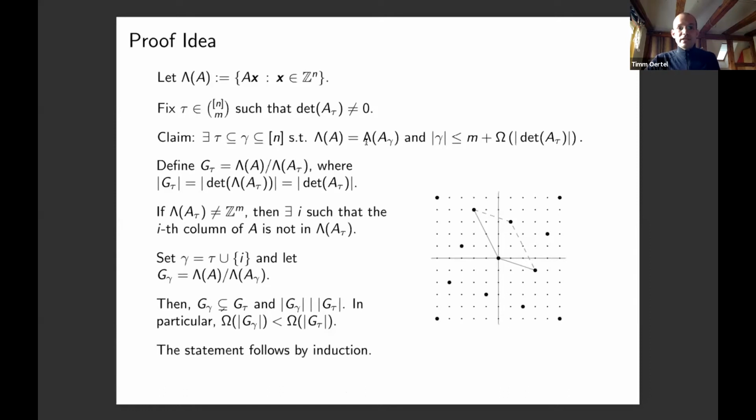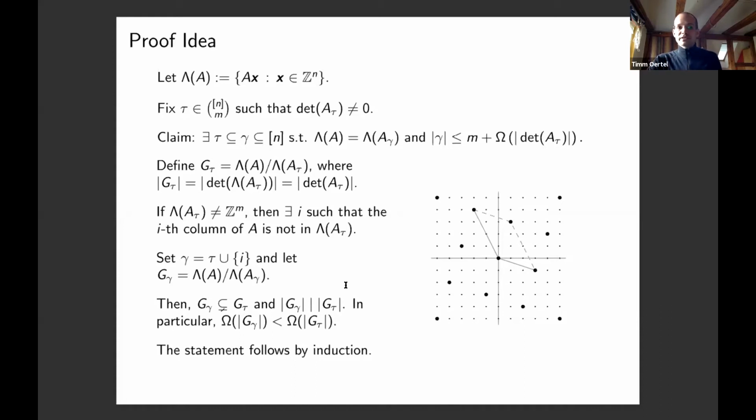So what we can now define is the quotient group lambda of A over lambda of A of tau. And the number of group elements in this set is precisely equal to the determinant of the lattice A of tau, which, since A of tau is a square matrix, would be just the determinant of A of tau. So let's assume that these big black dots define somehow our A of tau. Now, if we assume that this lattice lambda of A of tau does not span Zm, then we know that there must exist some i such that the ith column of A is not in the lattice spanned by A of tau.